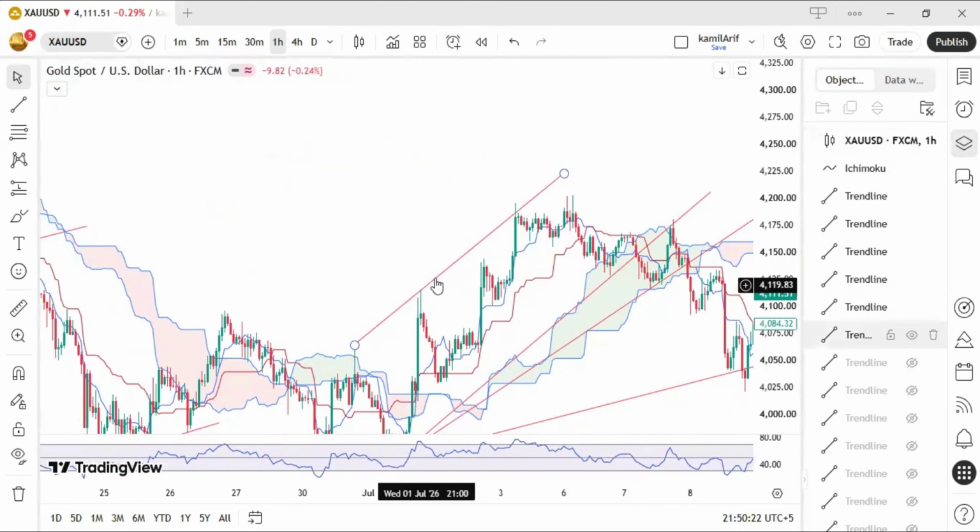Reference point number 1, reference point number 2, and then number 3, which is the first touch for us to give us an entry, whether a buy or a sell entry.